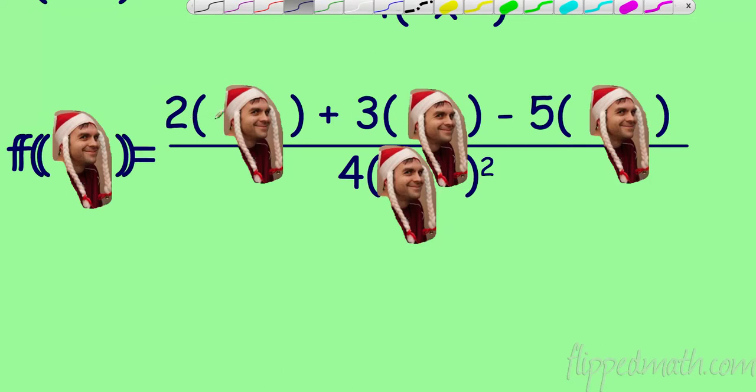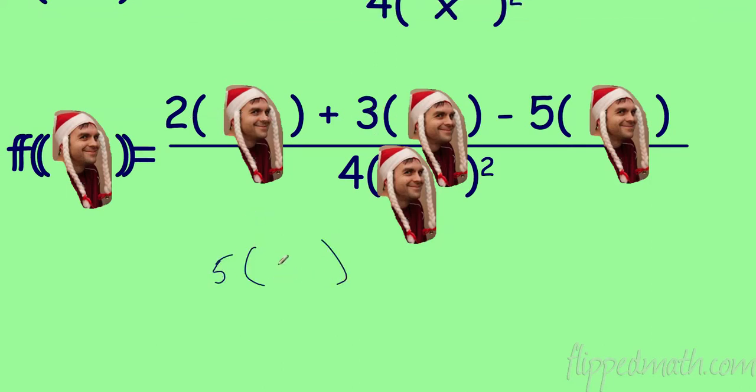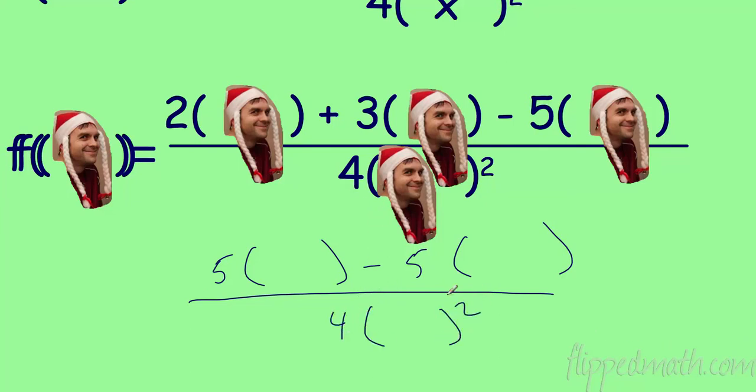So we have 2 Kellys plus 3 Kellys. Well, that is 5 Kellys, right? Minus 5 Kellys all over 4 Kellys squared. So let's put those in there.